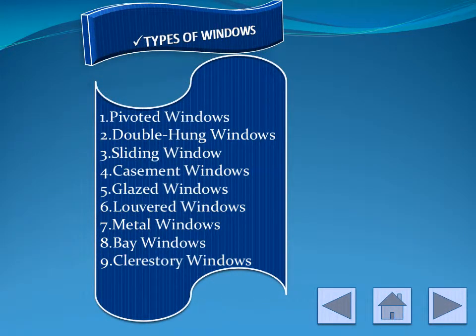We have the types of windows there. The ones we highlight here are pivoted windows, double hung windows, sliding windows, casement windows, glazed windows, louvered windows, metal windows, bay windows, and clerestory windows. We will be looking at them one after the other.